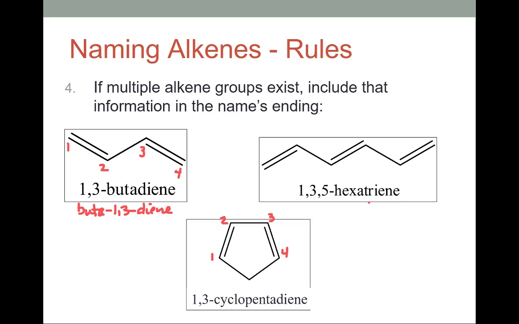And up top here on the right is an example of a triene. So 3 alkene groups positioned at 1 and 3 and 5.